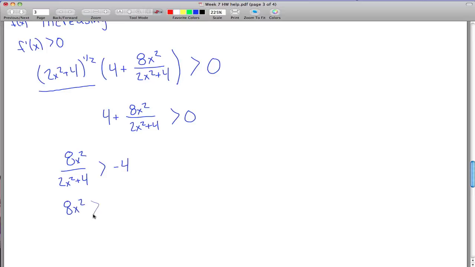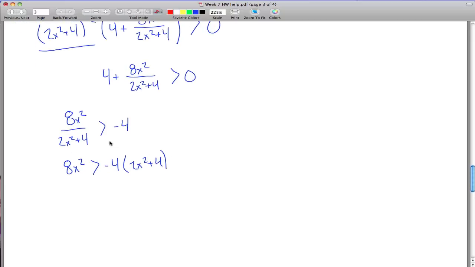8x squared is greater than negative 4 times 2x squared plus 4. That last step deserves a little justification. We can only multiply both sides of this inequality by the bottom because this is always positive. Something squared is always positive, times 2 still positive, add 4 still positive. Otherwise we couldn't have done it, because when this is negative we would have had to flip the sign around. So you can't just leave it as greater than if this is sometimes positive, sometimes negative. Since it's always positive, this is legit.